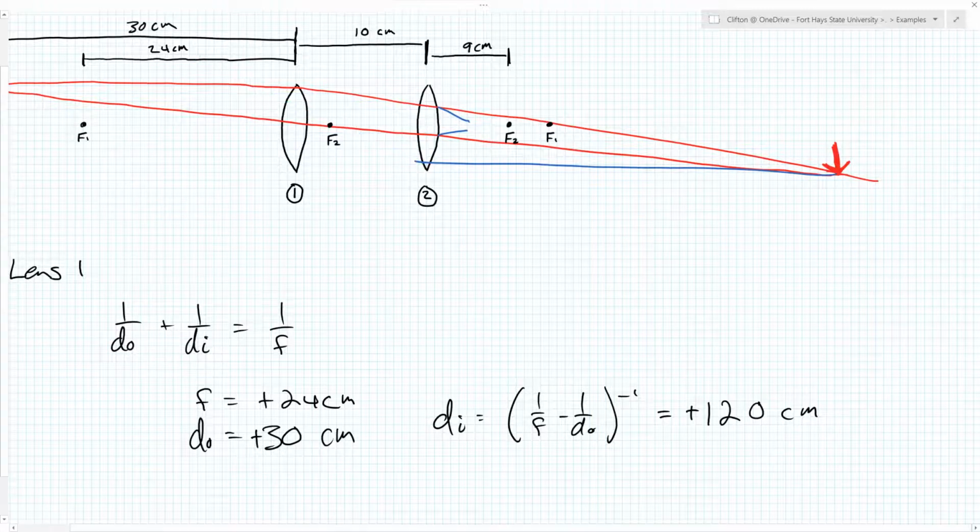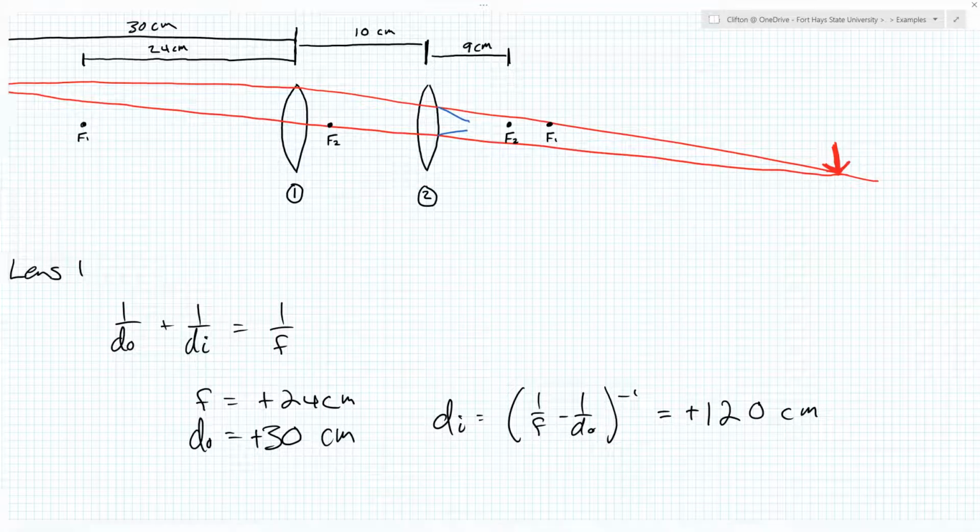But it turns out that we can actually account for where this final image will be formed by just treating this image that we have here as an object. The object is behind the lens, which means that it should have a negative object distance.